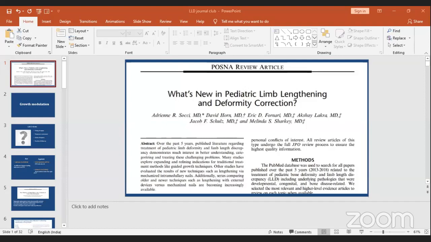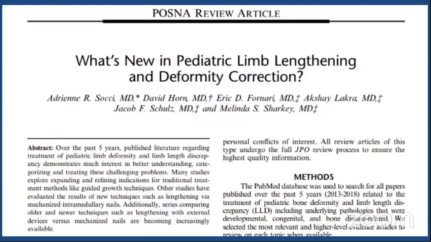What I request everyone, next time we'll have to keep a time limit. Let's follow Bandar's criteria, rather than we tend to become more descriptive in explanation. So either we'll take a poll and see if you want to have less number of papers and more time per paper, or more papers and less description. Anyway, Kirti will review this paper on what is new in pediatric limb lengthening and deformity correction.